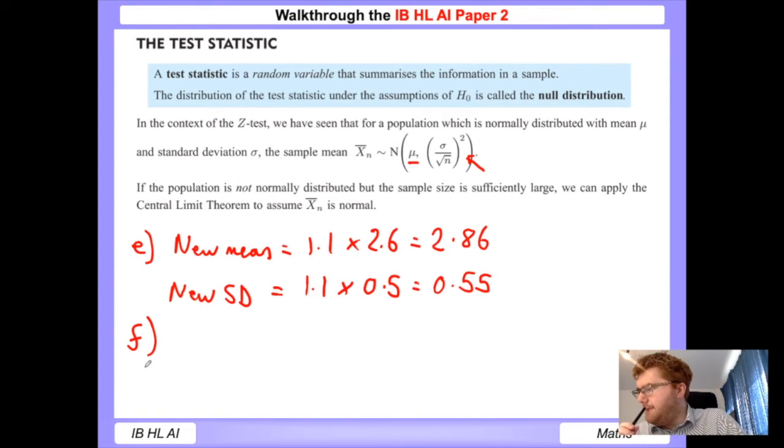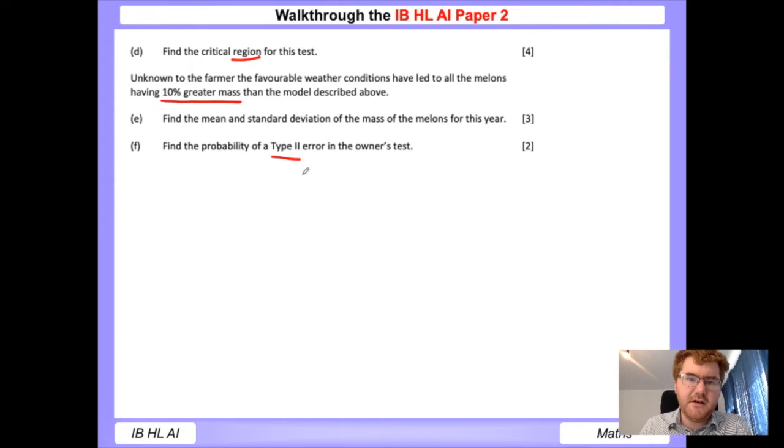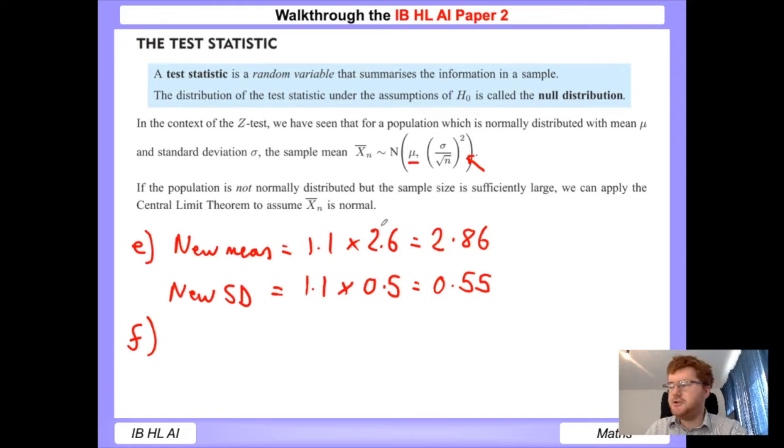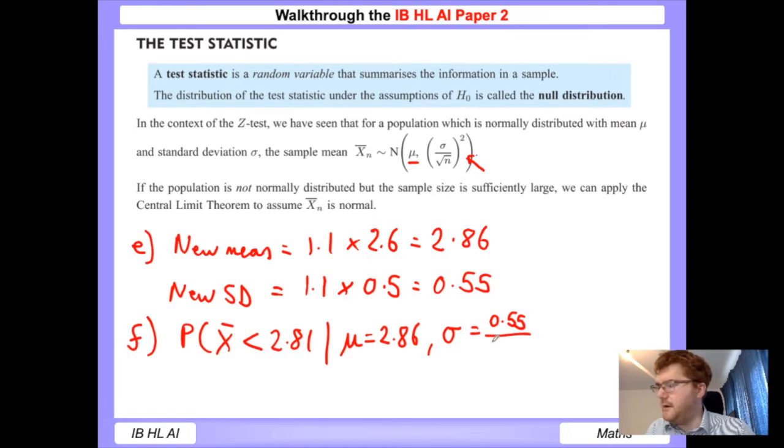Okay, and part F. So let's look at this carefully. We've got a type 2 error here. So the probability of a type 2 error. So remember the definition of a type 2 error. So we're looking for the probability of the mean actually being lower than our critical value, given that H0 is true. So mu is equal to 2.86 and standard deviation is equal to 0.55, which is what we just worked out, divided by the square root of 16, or 4, however you want to write it.